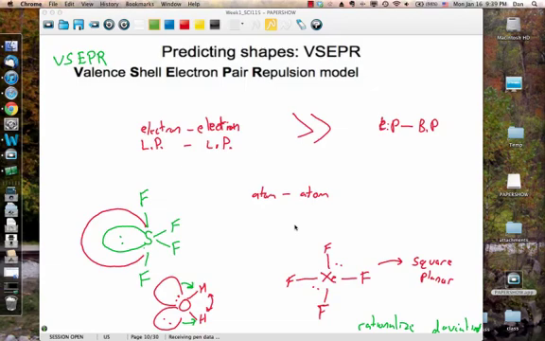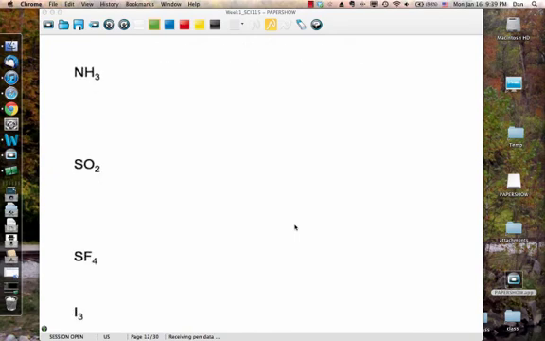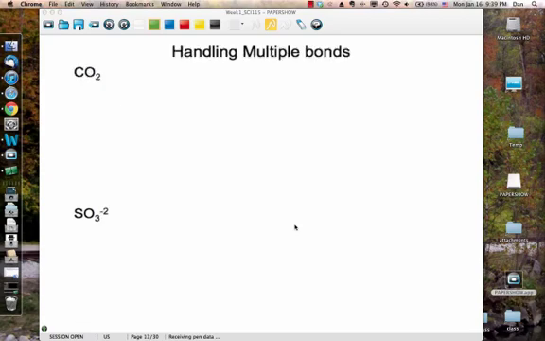So just to wrap up VSEPR, valence shell electron pair repulsion, well, that's what we're talking about. Practice drawing each of these structures. You should be able to draw each of these. We've already talked about 4 of them, but as practice, you should be able to draw all of them.